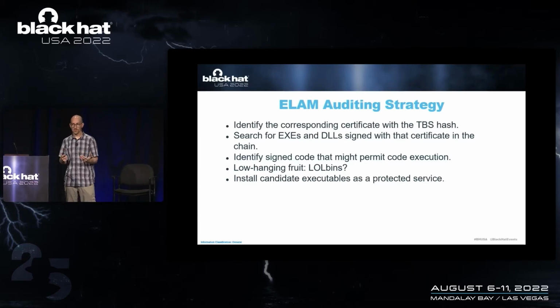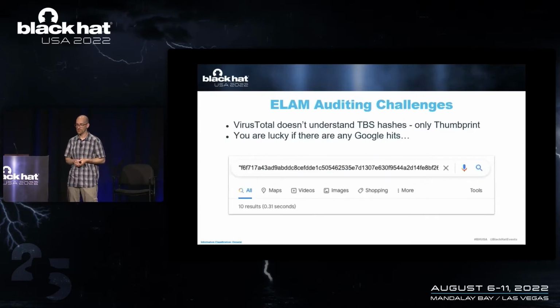The idea was, if there was a hypothetical overly permissive rule set, are there any potential lolbins that would permit arbitrary unsigned code execution that matched one of those overly permissive rules, which would then allow me to install it as a protected service and potentially get arbitrary code execution in the context of a protected process? So remember I said, remember that F6F hash? That was the Microsoft intermediate hash.